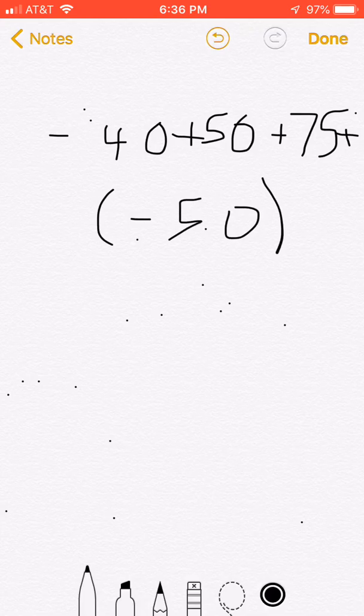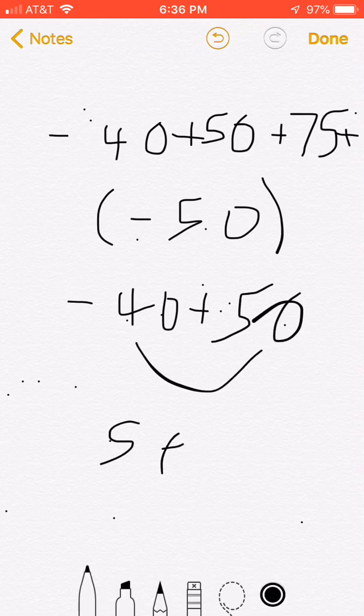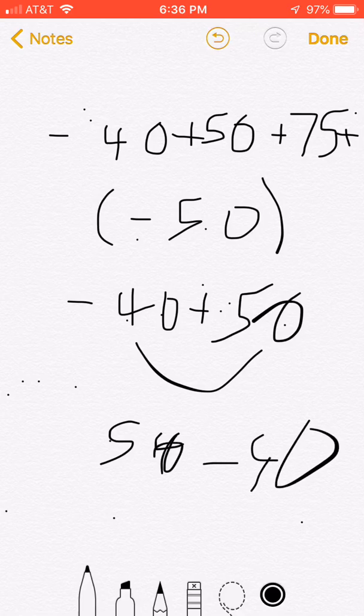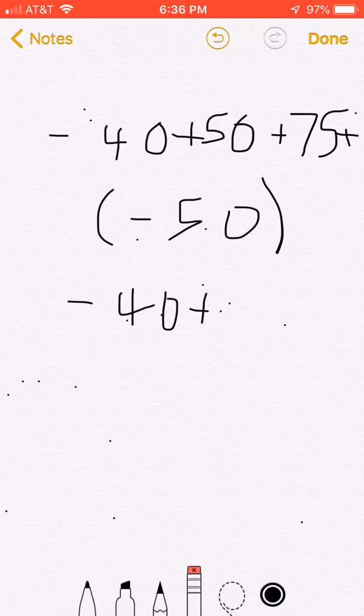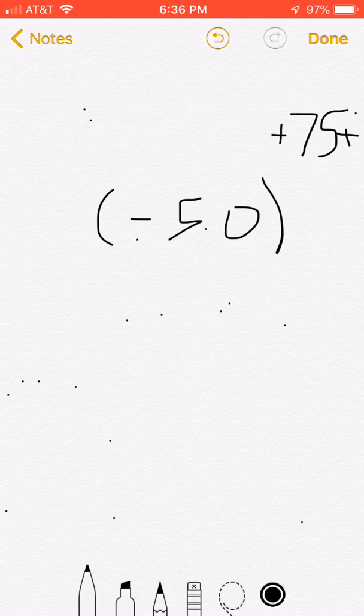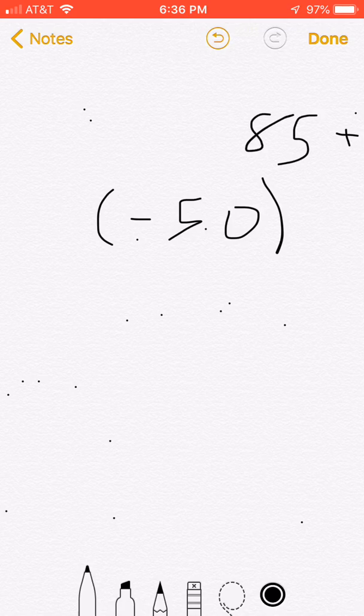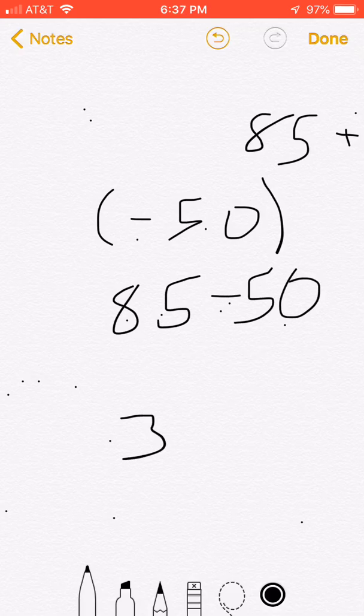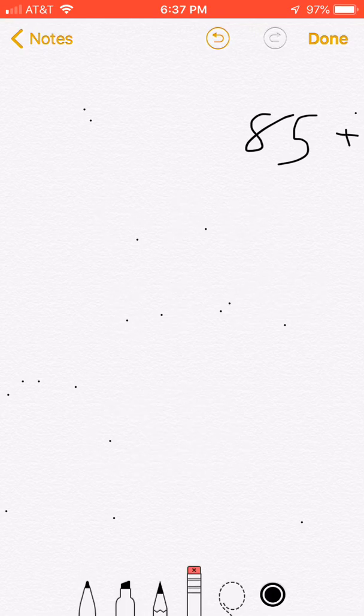But let's start with the first part. Negative 40 plus 50. Switcheroo. 50 minus 40 is 10. So we can replace that first part with 10. 10 plus 75 is 85. And then we can do 85 plus negative 50, or 85 minus 50. And 85 minus 50 is 35. Simple. Nothing to go crazy about. Really simple stuff.